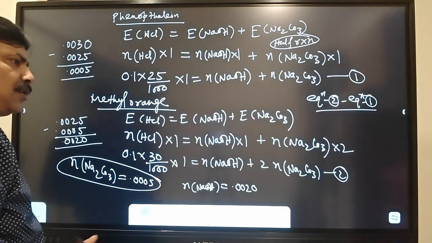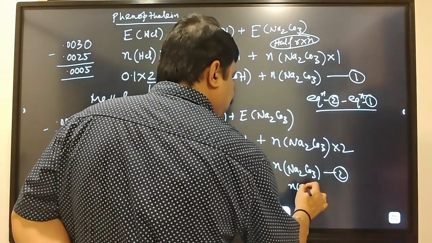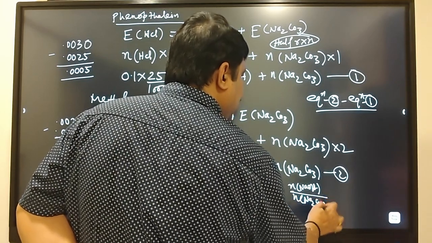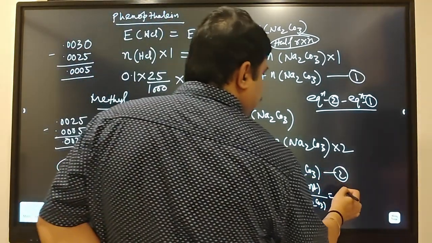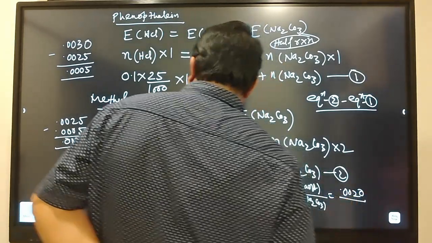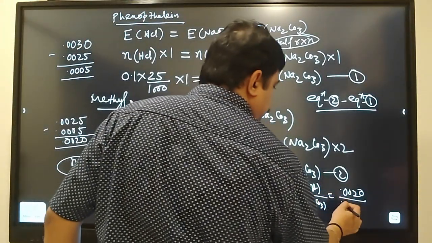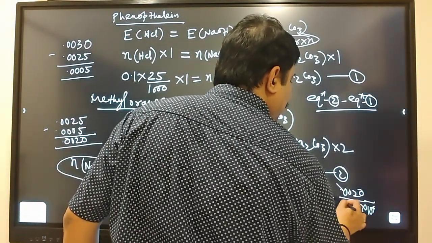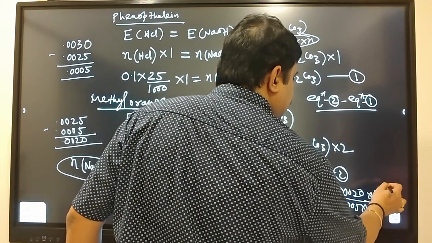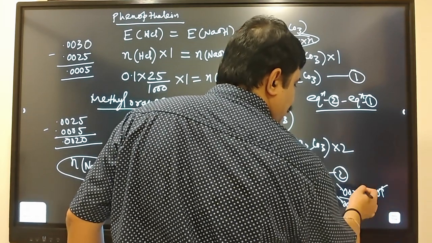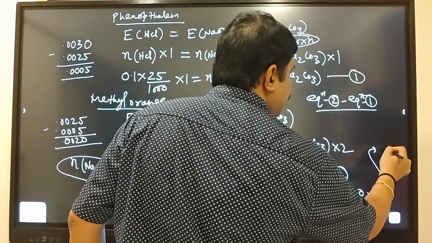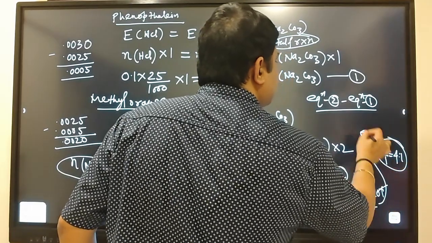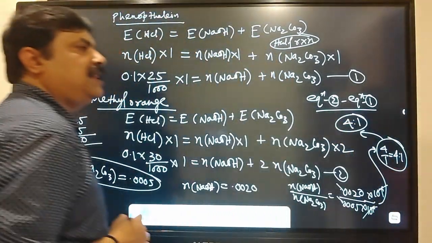And now they are asking for the molar ratio, the number of moles of NaOH by the number of moles of Na2CO3. That is the molar ratio they ask for in the question. So the number of moles of NaOH, 0.0020, by the number of moles of Na2CO3, 0.0005, the powers of 10 cancel out, then 20 by 5, you are getting 4 by 1, which is 4:1. So your answer is how much? 4:1. This will be the molar ratio.